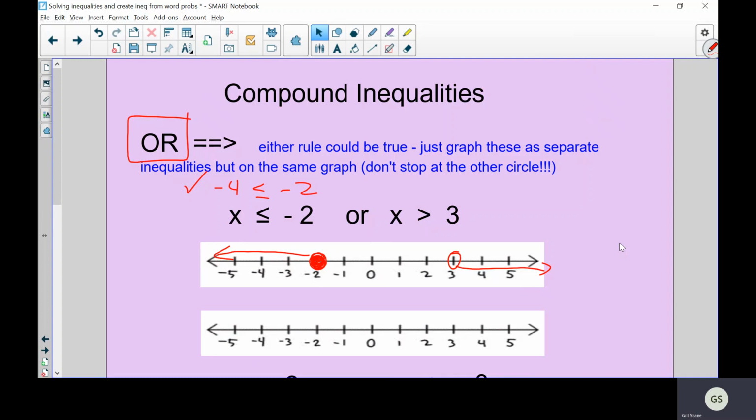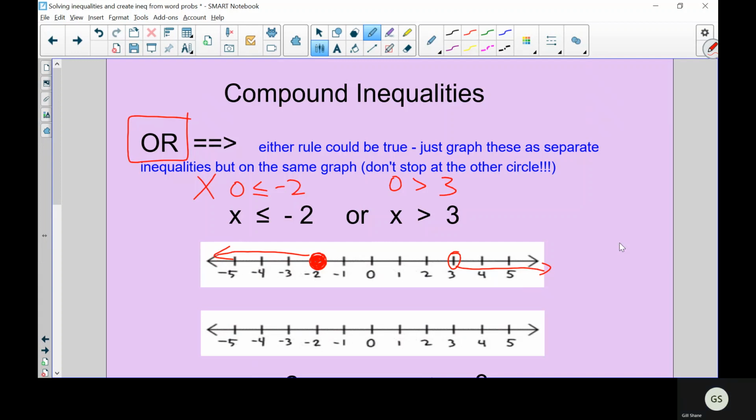So I'm done with that section. I can erase that. Now let's test the middle section. Is 0 less than or equal to -2? Is that a true statement? Oh no, 0 is greater, so that didn't work. So it didn't work for that, so it's not a solution yet. Is 0 greater than 3? No, 0 is not. So that didn't work for either of them. That's the only time it's not a solution for an OR statement, is if it doesn't work for either. So this section here is not a solution at all.